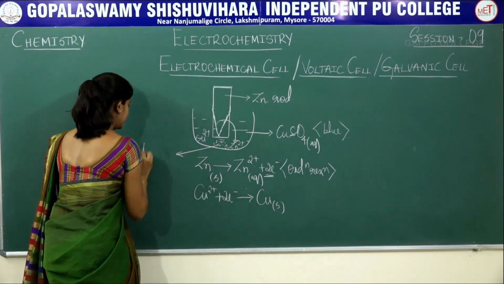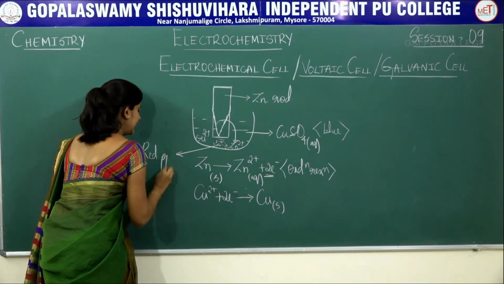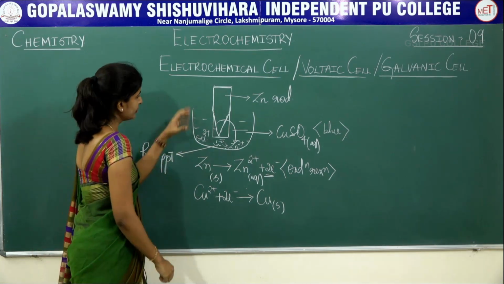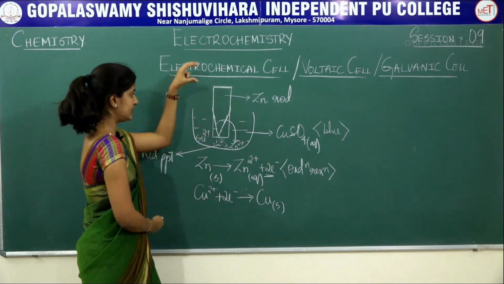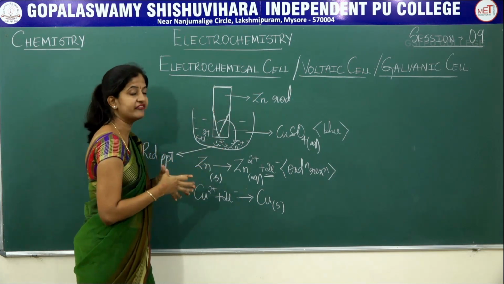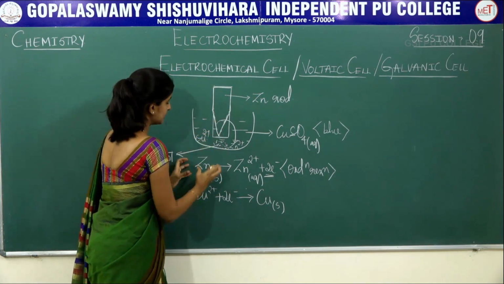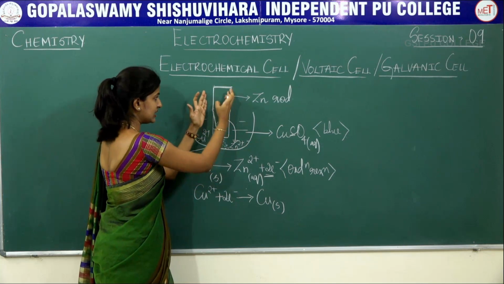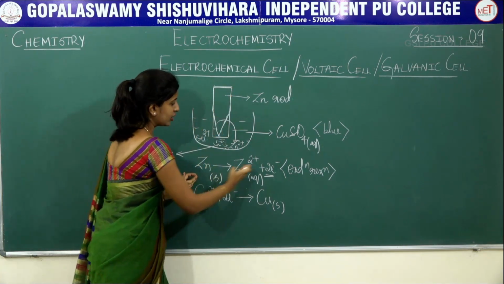This will be a red precipitate. So, take a copper sulfate solution, dip a zinc rod. The zinc rod goes on thinning as time passes. That is because zinc atoms, the elemental zinc present in the rod, will undergo oxidation.